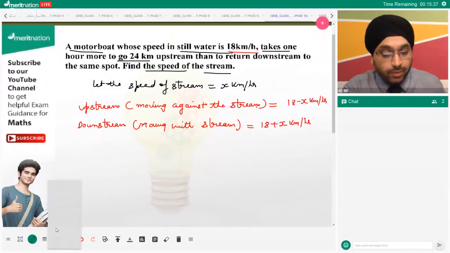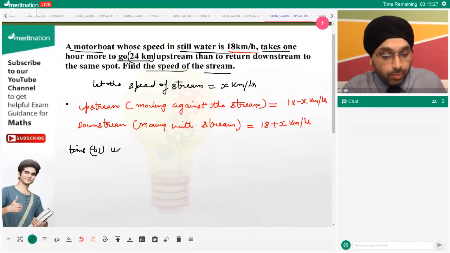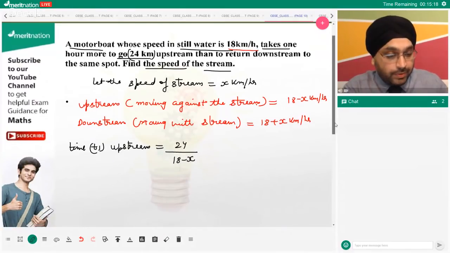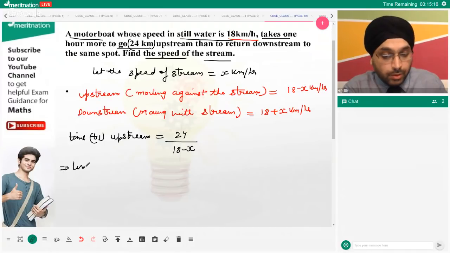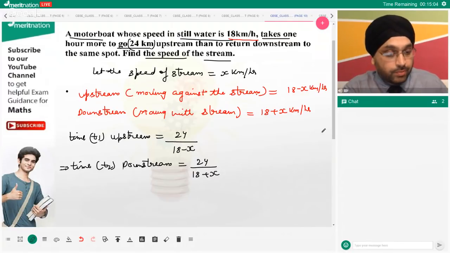Now guys, if you think of the time, the distance is the same. Let's say t1 is the time when we are moving upstream. That will be distance upon speed, so 24 upon 18 minus x. Similarly, we can say time t2 when we are moving downstream will be 24 upon 18 plus x hours. So we have the time.